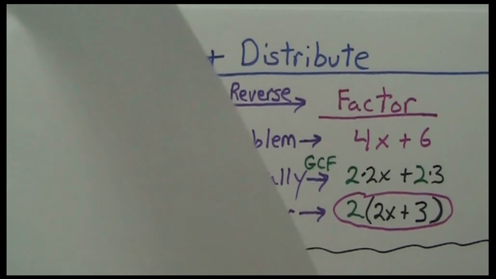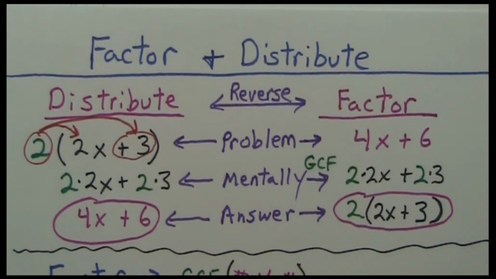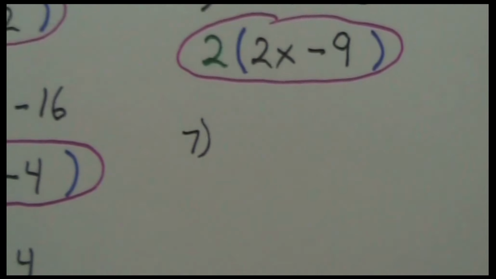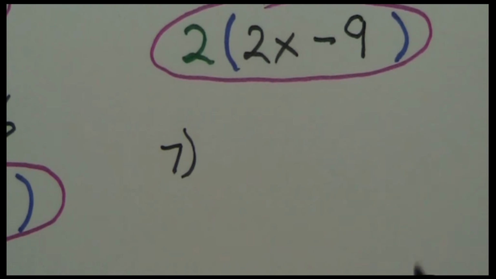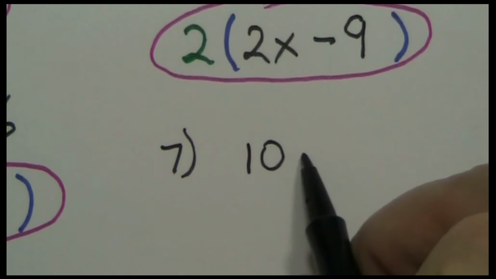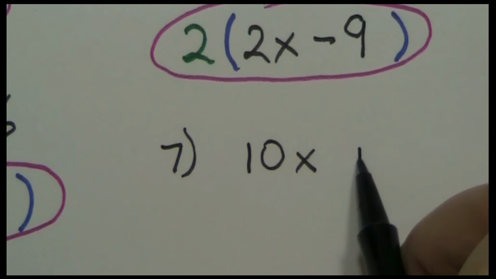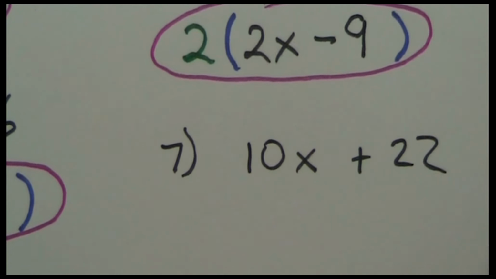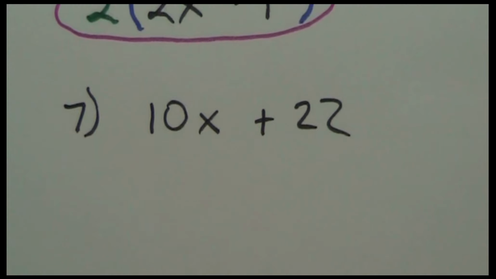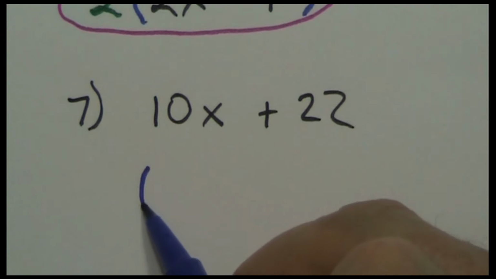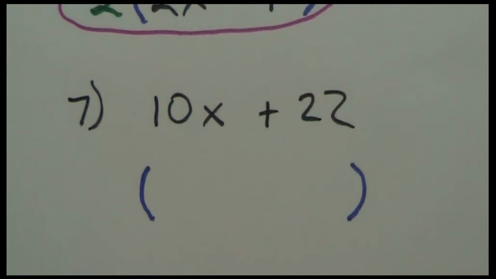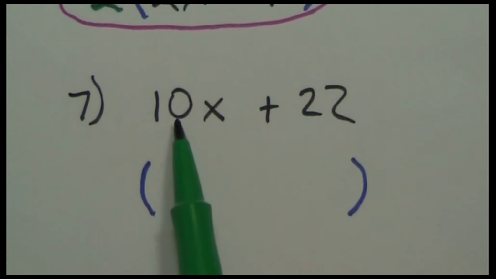Okay, so I just want to clarify that before we do our last example. Okay, last one, number 7. 10x plus 22. All right, I'll first put parentheses. Find the greatest common factor. The largest number that goes into 10 and 22.